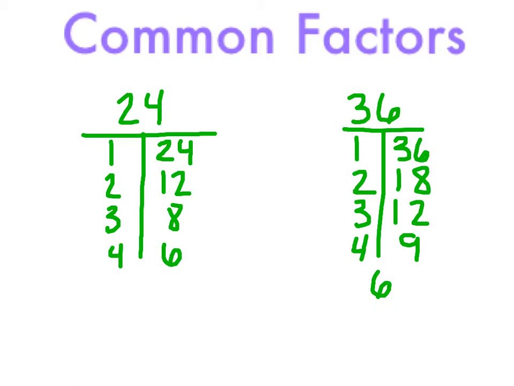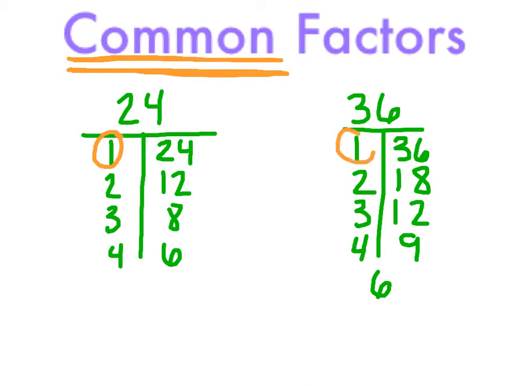Now what we're looking for is common factors that both 24 and 36 have in common with each other. Another word for common would be same. So you're looking for a number that is the same between 24 and 36. I see a 1 that's the same, so those factors would be common. I see a 2. I see a 3. I see a 4. They both have in common.